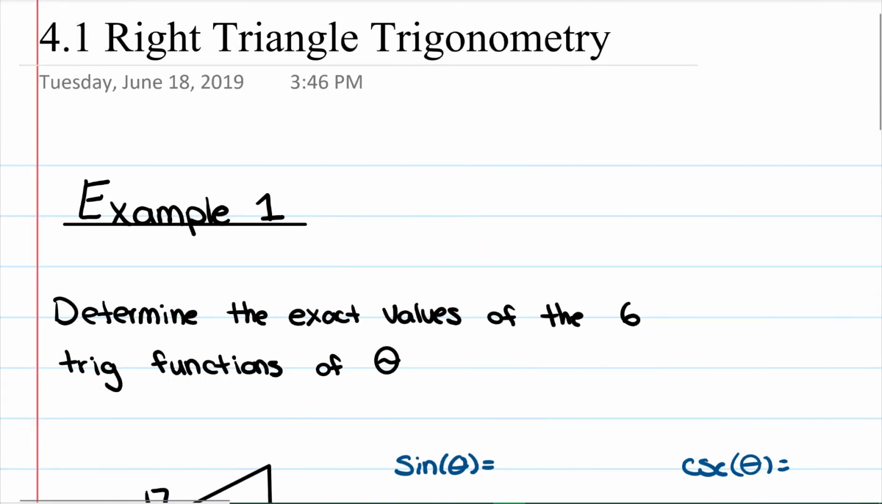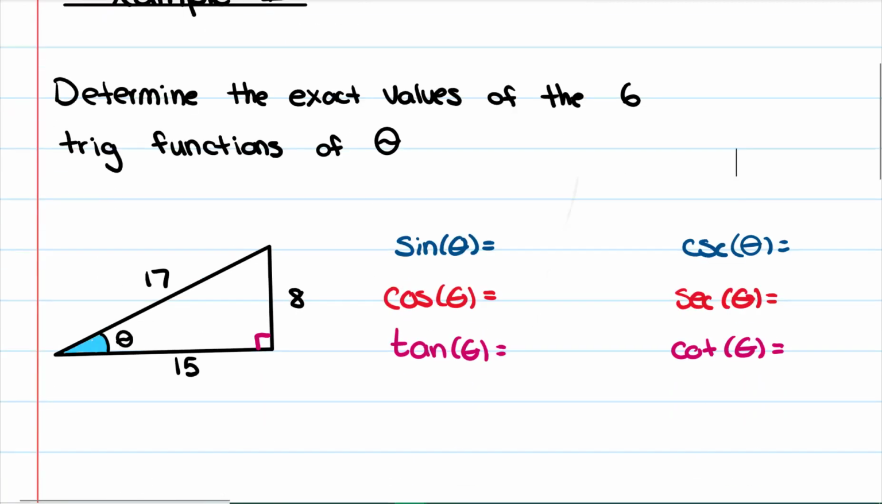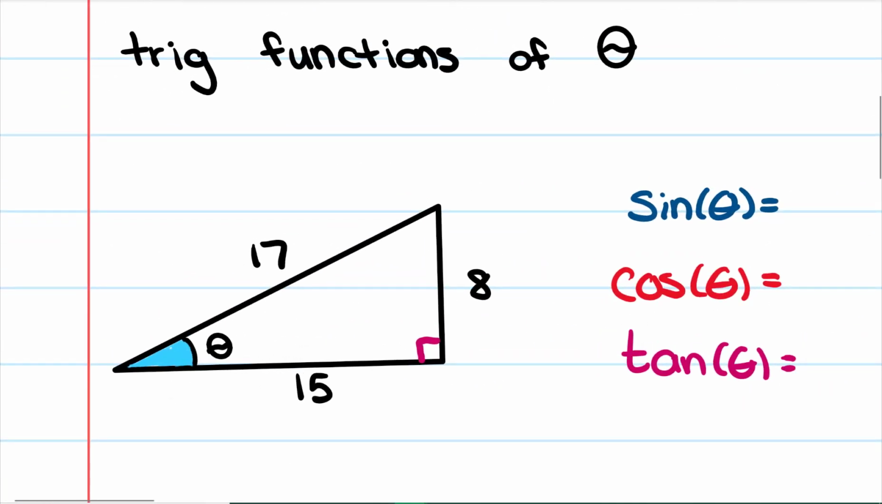Continuing in 4.1, we're going to work on example 1. We're going to determine the exact values of the 6 trig functions of theta. So in these type of problems, you'll be given a triangle, and they'll give you the sides, or they might not, but for now they're going to give us all the sides, and they're going to tell us which angle represents theta, and we're going to find all the 6 trig functions of theta.